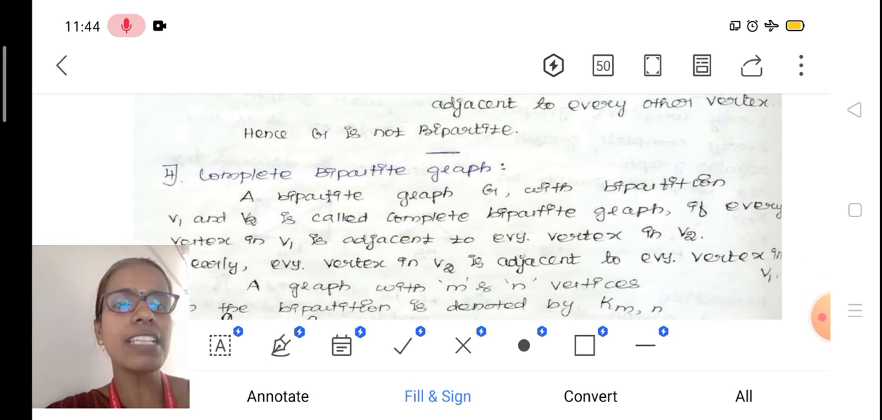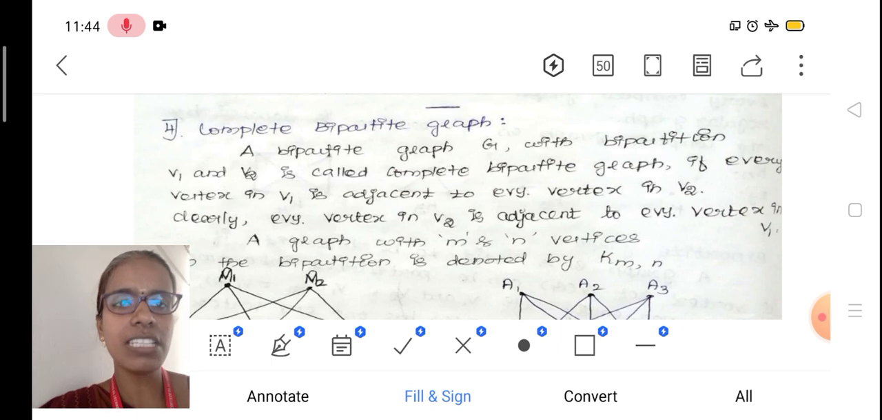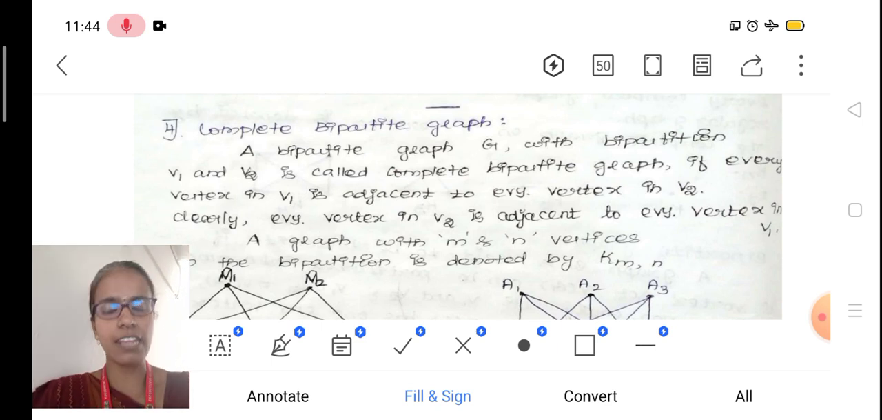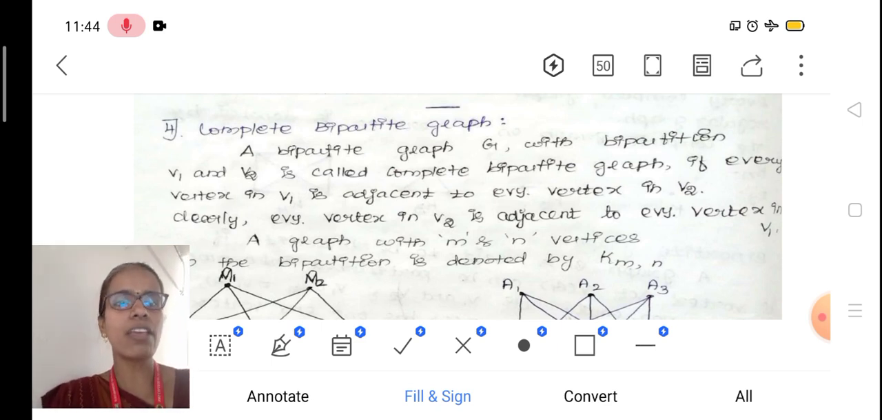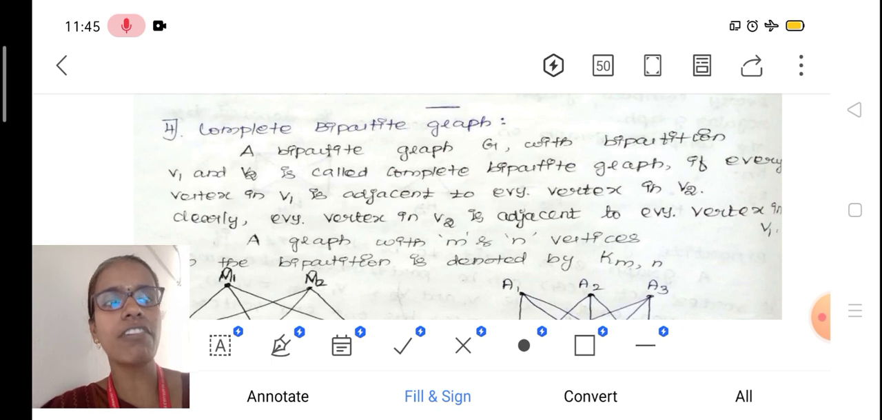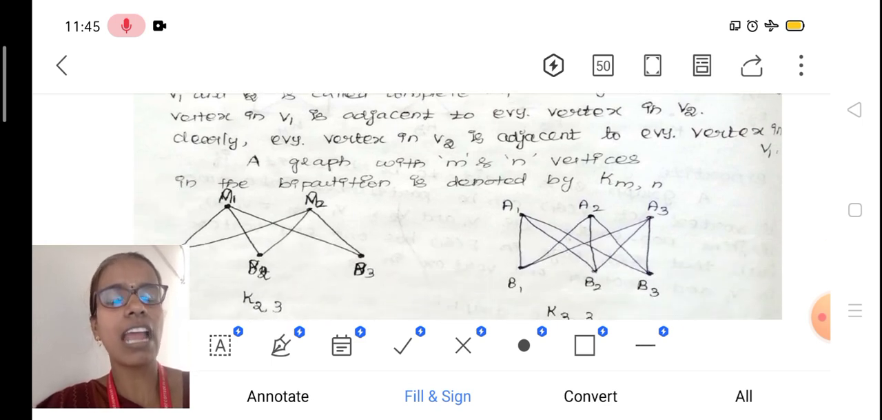Okay. The next thing is complete bipartite graph. First it should be a bipartite graph with a bipartition. It is called a complete bipartite graph if every vertex in V1 is adjacent to every vertex in V2. So already we know the concept of bipartite. Additionally we are adding one more condition: every vertex in V1 is adjacent to every vertex in V2. Okay, and clearly every vertex in V2 is adjacent to every vertex in V1. A graph with m and n vertices in the partitions is denoted by K m,n.